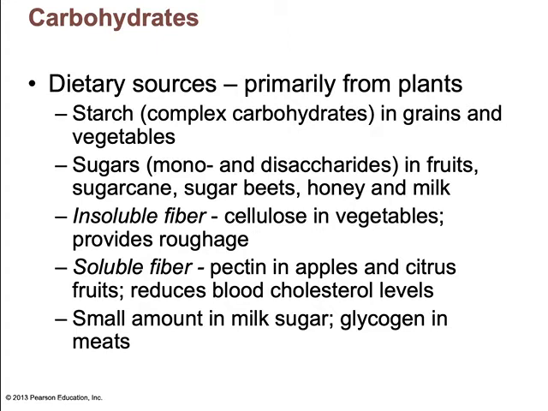Dietary sources come mostly from plants. Starch, which is a complex carbohydrate, is found in grains and vegetables, and also to some extent in fruits. Sugars are found in fruits, sugar cane, sugar beets, honey, and milk. Fiber is really in all vegetables and fruits. Insoluble fiber includes the cellulose in vegetables and provides roughage and bulk to our diet, while soluble fiber includes pectin in apples and citrus fruits, which can aid in reducing blood sugar and cholesterol levels. And there's a small amount of carbs in milk, and of course there's some glycogen in meat.